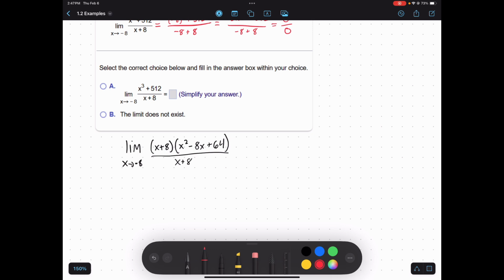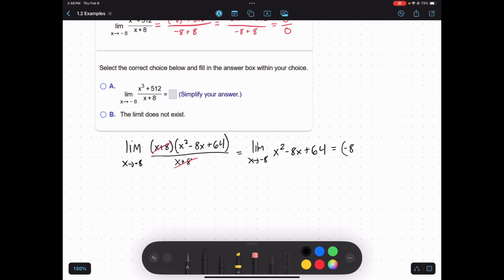Perfect. Why is this helpful? Because now this x plus 8 factor cancels out with that x plus 8 factor. And you're left with just this limit as x approaches negative 8 of x squared minus 8x plus 64. Once again, now I've eliminated the denominator, which was what was giving me my undefined value. X squared minus 8x plus 64 is continuous at negative 8. So to evaluate this limit, I just need to plug in negative 8.